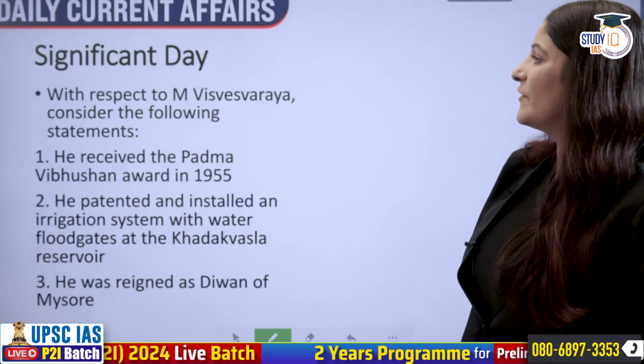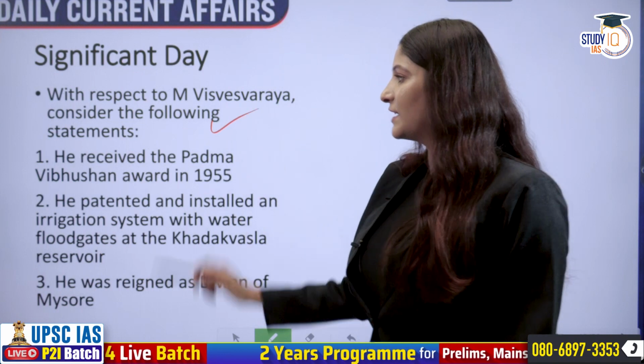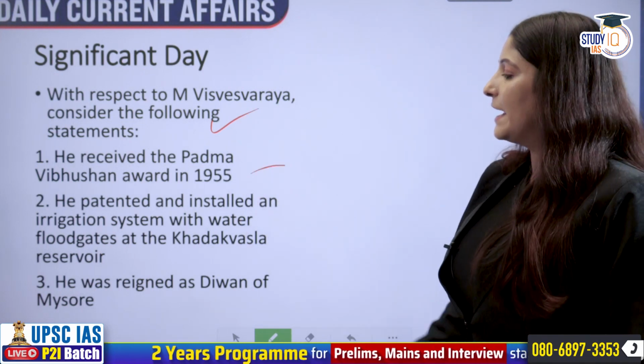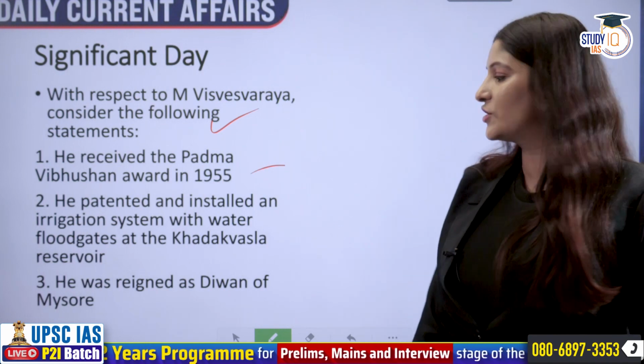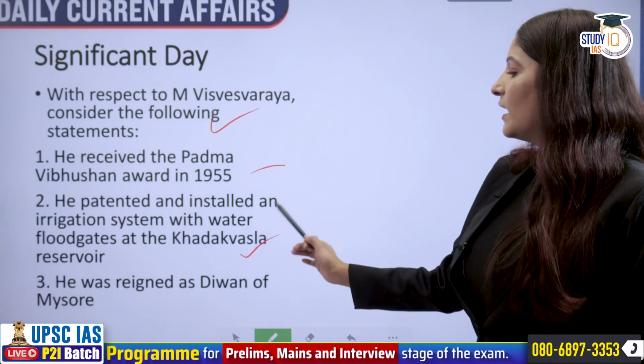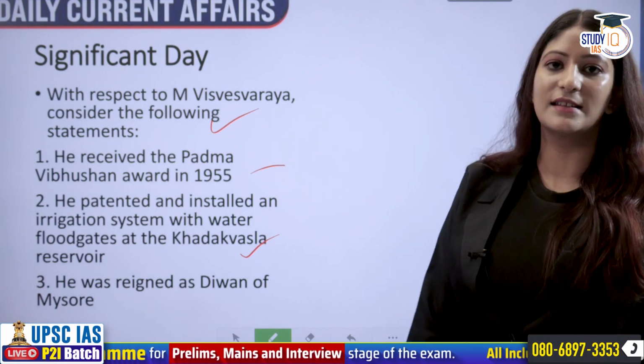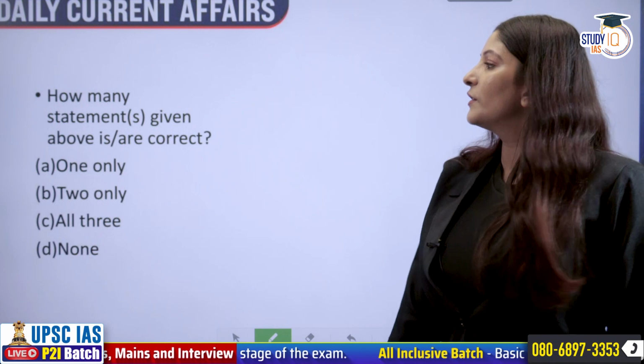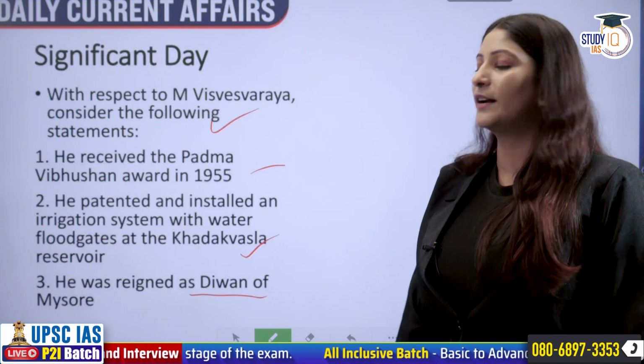With respect to M. Visvesvaraya, consider the following statements. He received the Padma Vibhushan in 1955. He patented and installed an irrigation system with water floodgates at Khadakvasla reservoir, near Pune, and he reigned as Diwan of Mysore. So, how many of the statements given above are correct?